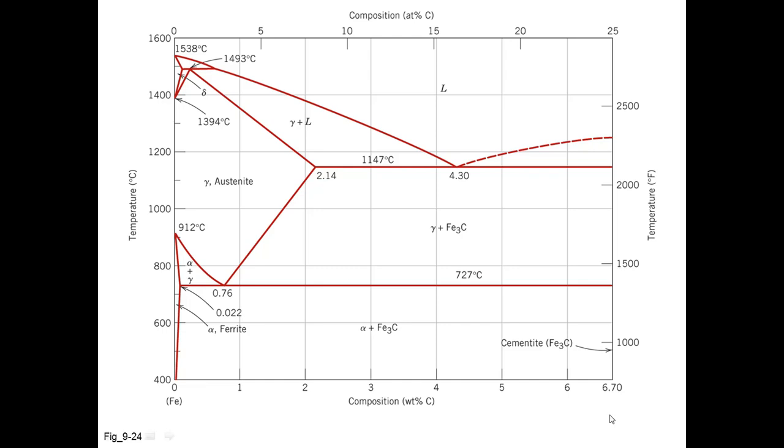Let's go ahead and get started. We're going to work a series of problems all involving the iron carbide phase diagram. And we're going to work really with three different areas, three different tie lines.